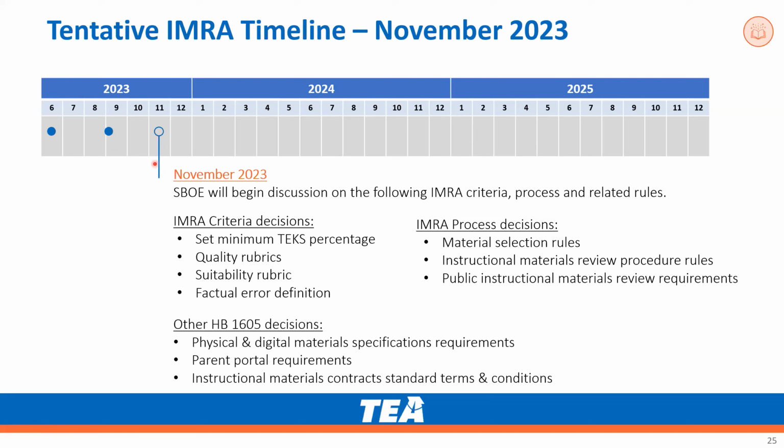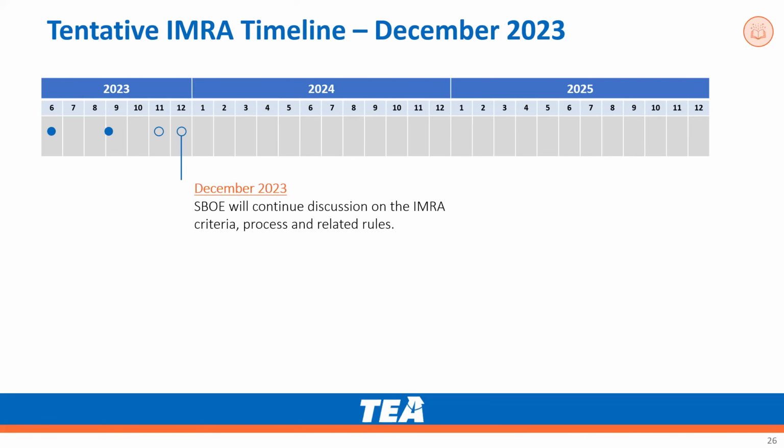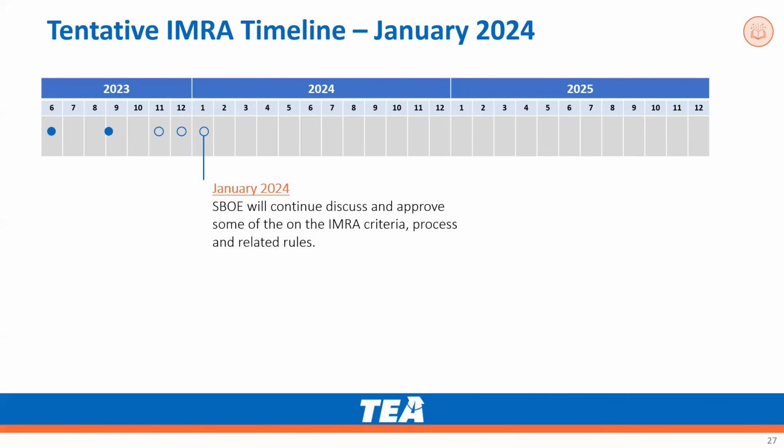They'll kick that off in November of this year and continue to discuss and make decisions into a special meeting in December and another meeting in January of 2024, so that we have a three-meeting cadence for folks to see the process publicly and to add their input as well.